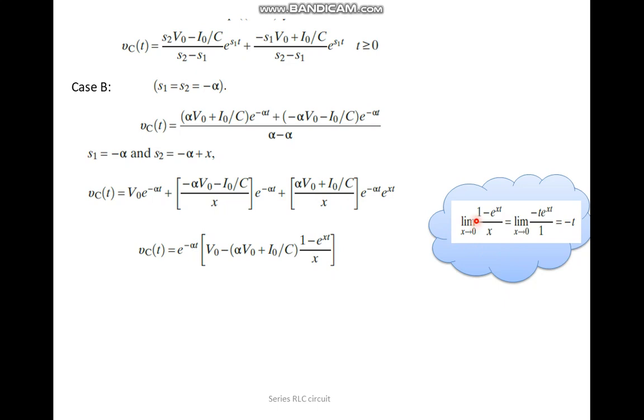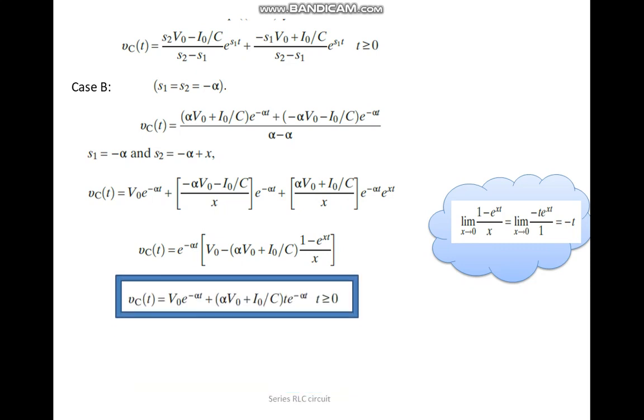The L'Hopital rule is applied in such a way that we have to differentiate the numerator with respect to x as well as the denominator with respect to x as limit x approaches to 0 in case we get a 0 by 0 form. So differentiating the numerator with respect to x generates minus t e raised to the power xt, and differentiating the denominator with respect to x generates 1. So when limit x approaches to 0, we get minus t e raised to the power 0t over 1, which becomes equal to minus t.